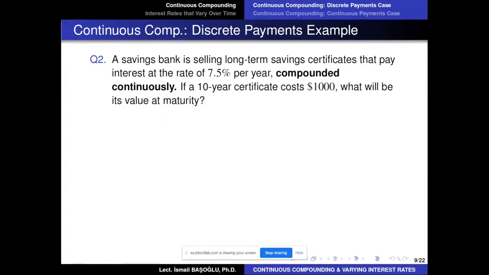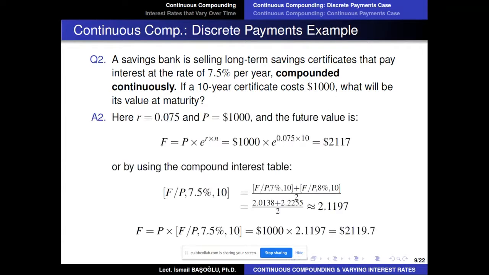Or in other words, if you just give this certificate back to the bank, how much money are you going to earn from that? Okay, so the present value of this certificate is $1,000. This is the amount right now you are paying, and we are interested in the future value in the end of the 10th year. The nominal interest rate is 0.075, and the future value can be directly calculated with the single payment compound amount factor.